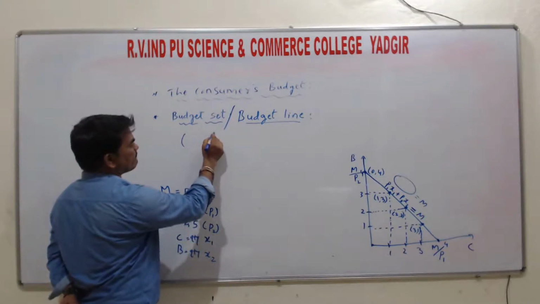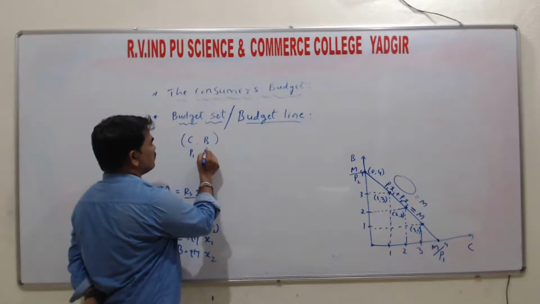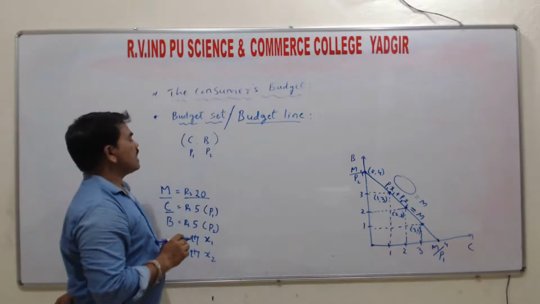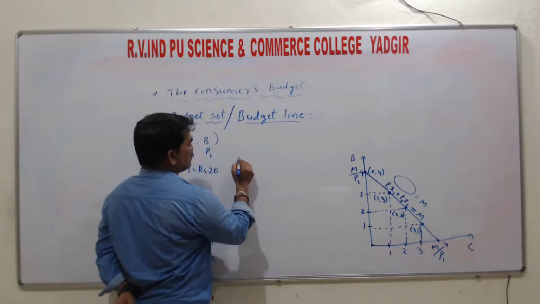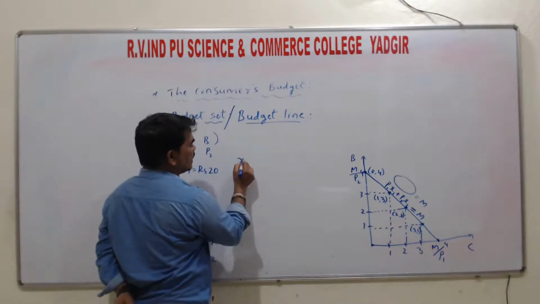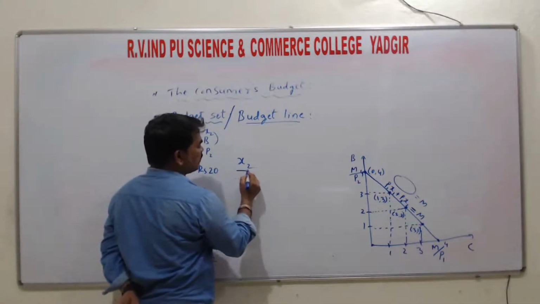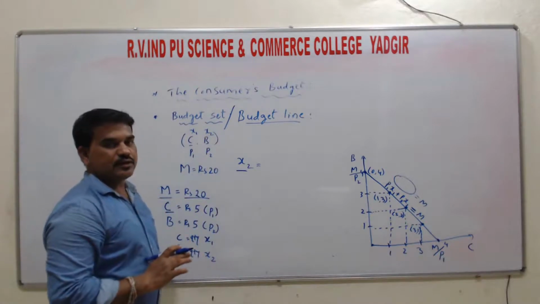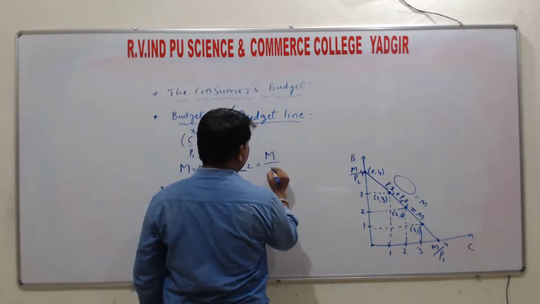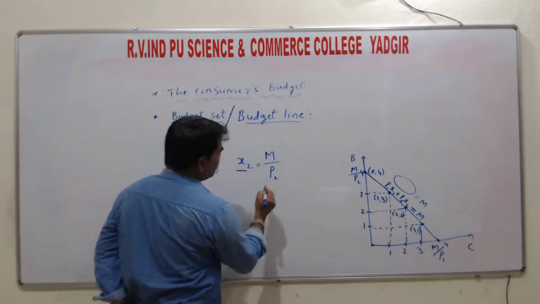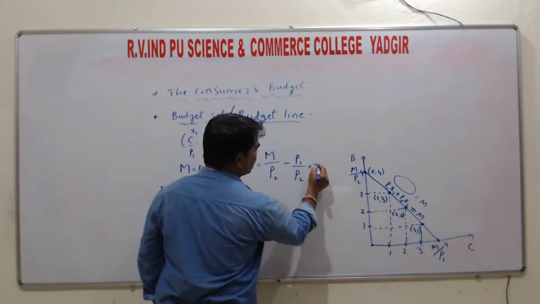If in a given bundle we know the price of the two goods and we know the income also, and the quantity of good one is given, can we find out the quantity of good two? How can we find the quantity of the second good? There is an equation, using that we can find it. The equation is like this: x2 equals the total income divided by price of the second good, minus price of the first good divided by price of the second good, times quantity of the first good.